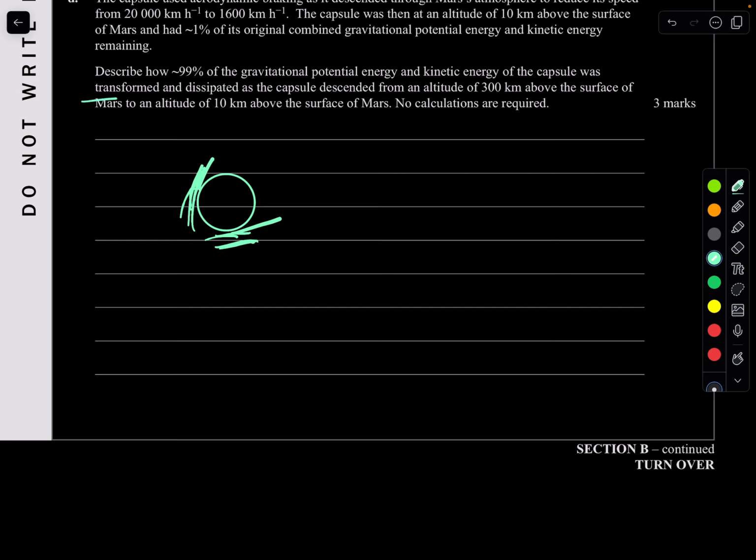So we did talk about what happened to the energy, because we knew that the kinetic energy increased as the potential energy decreased, and how it was dissipated pretty much by aerodynamic braking. So most of that kinetic energy then transformed to heat, sound, light, and friction. So yeah, I think that's all you're going to need to write in this case.